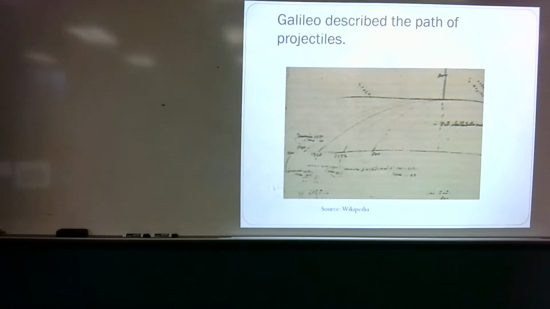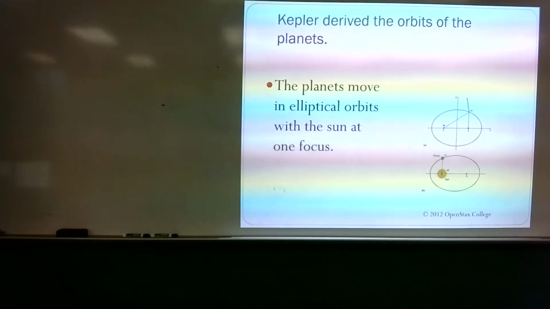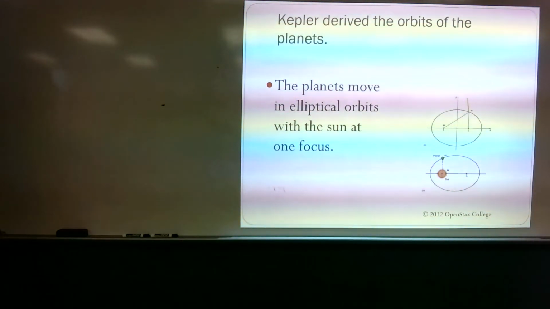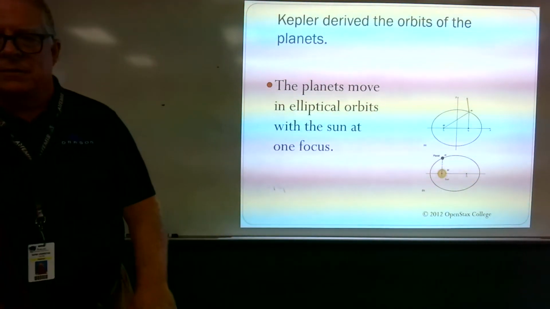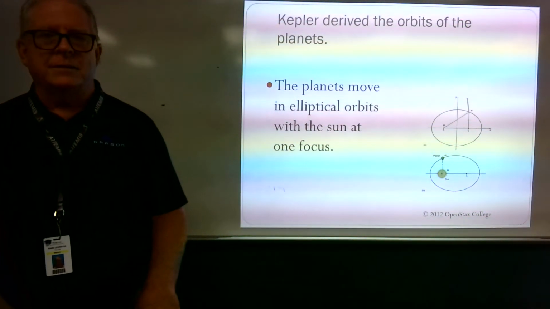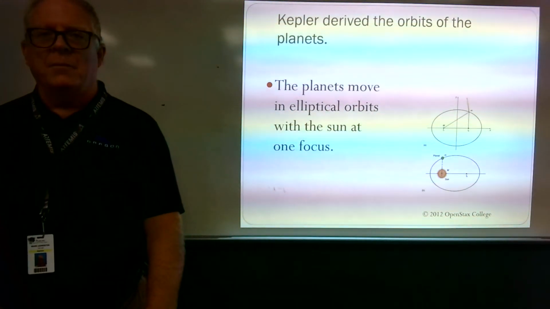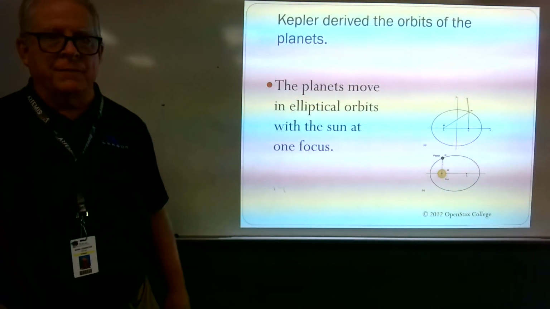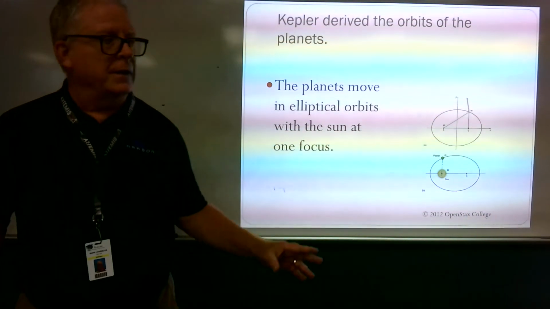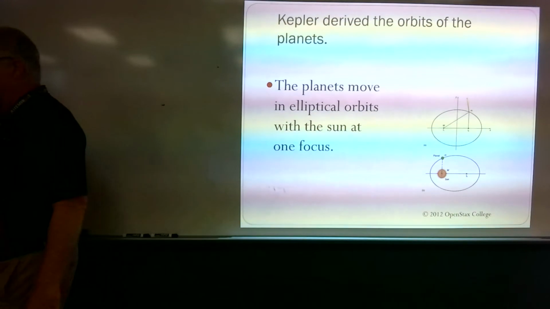And then we saw a couple days ago, or yesterday, depending on when you're watching this, that Kepler was able to describe the orbit of planets. He had three laws, and the first law explained that the planets did not move in circles, which had been thought before then, but that they moved in elliptical paths, with the sun at one of the foci of the ellipse. Sun at one focus, I guess.